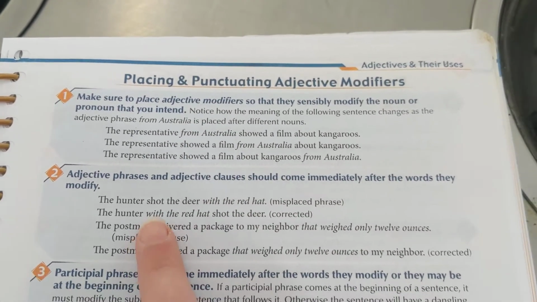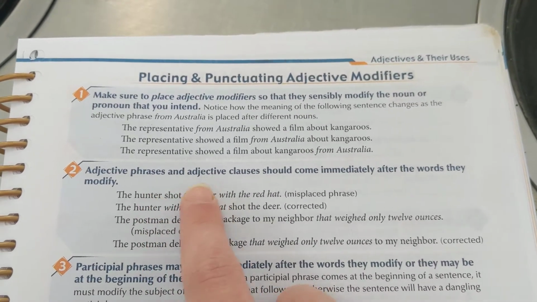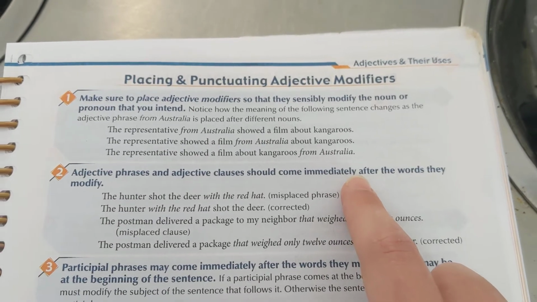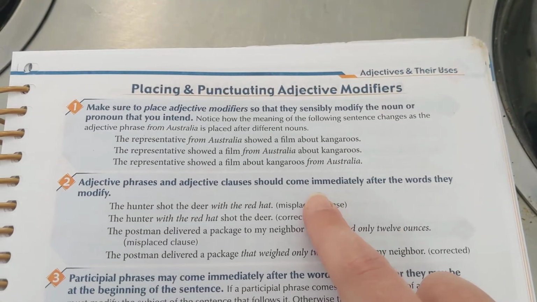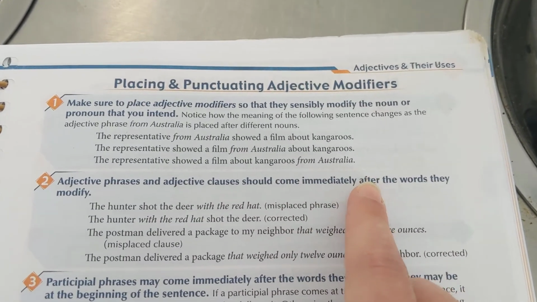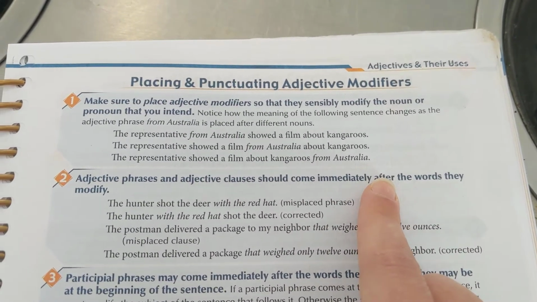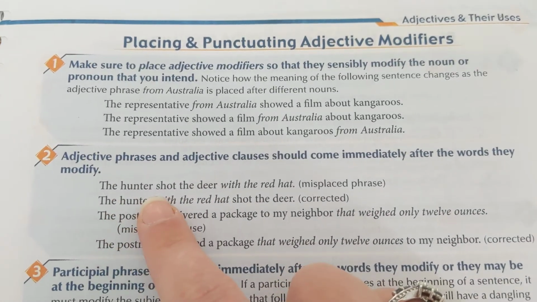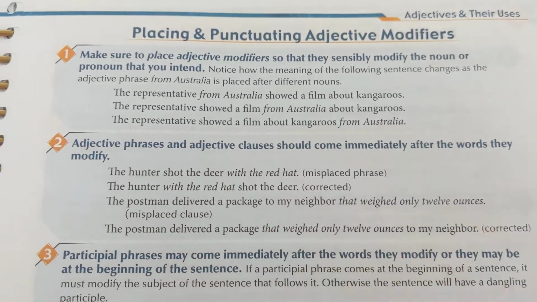So let's look at rule number 2. Adjective phrases and adjective clauses should come immediately after the words they modify. Underline that in your book if you are allowed to, or highlight it. Immediately after the words they describe. So let's look at some silly examples to tell you why. Let's look at that first one. "The hunter shot the deer with the red hat."